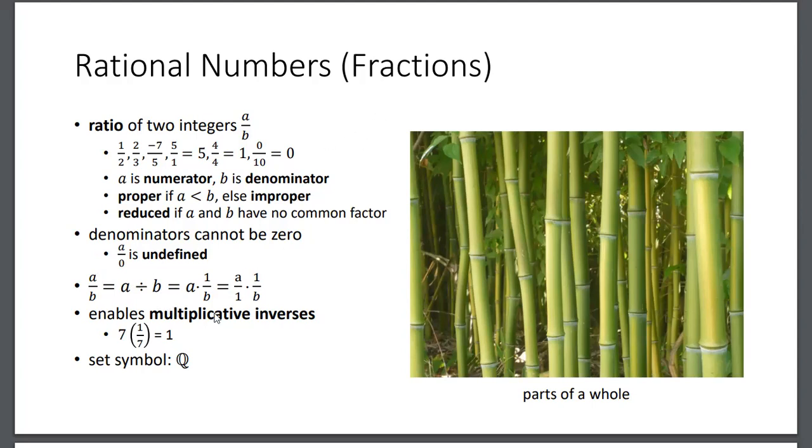Having fractions enables multiplicative inverses. You can multiply 7 by 1 over 7 and get 1. The set symbol for rational numbers is script Q.